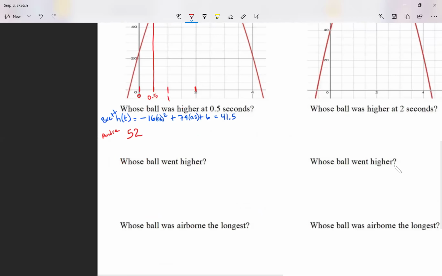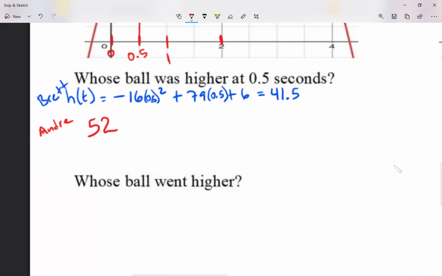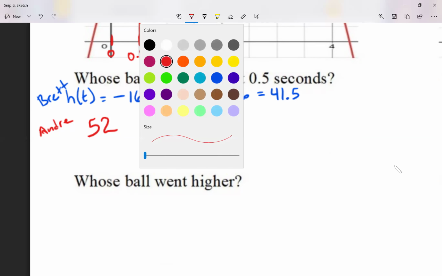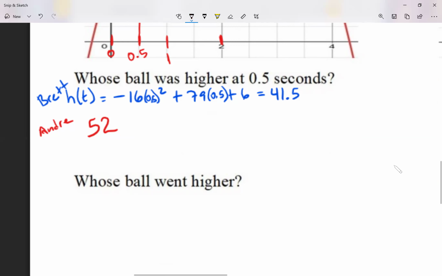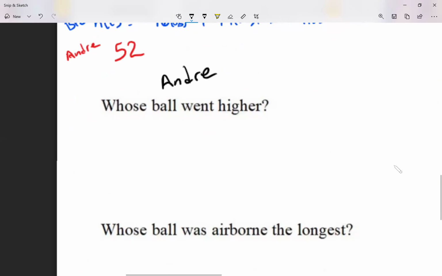Okay. So coming back to our question here. We know the height of the ball when Brett threw it, 41.5 feet. I know Andre's ball is 52 feet. The question here is whose ball was higher? Well, 52 is more than 41. So I'm going to answer Andre. Andre's ball was higher at 0.5 seconds. Pretty cool. Now, another question that I could ask you guys, I see here it is, whose ball went higher?